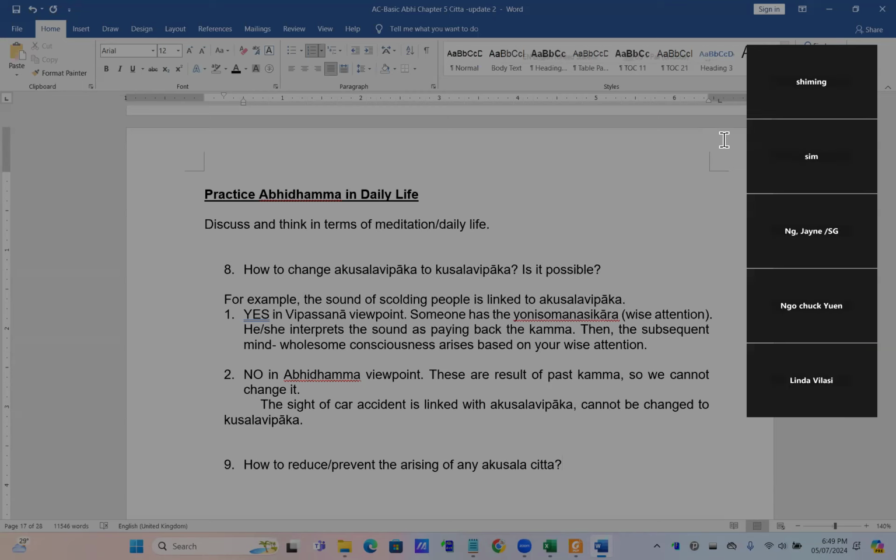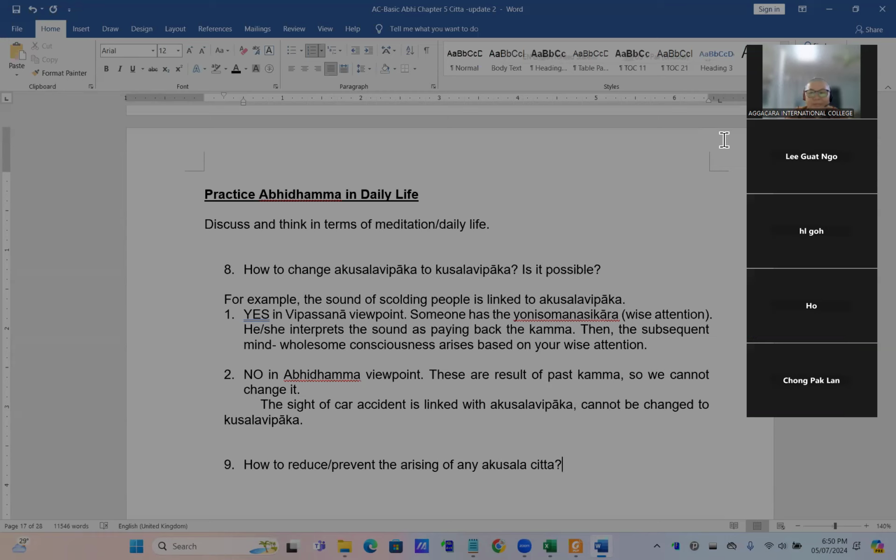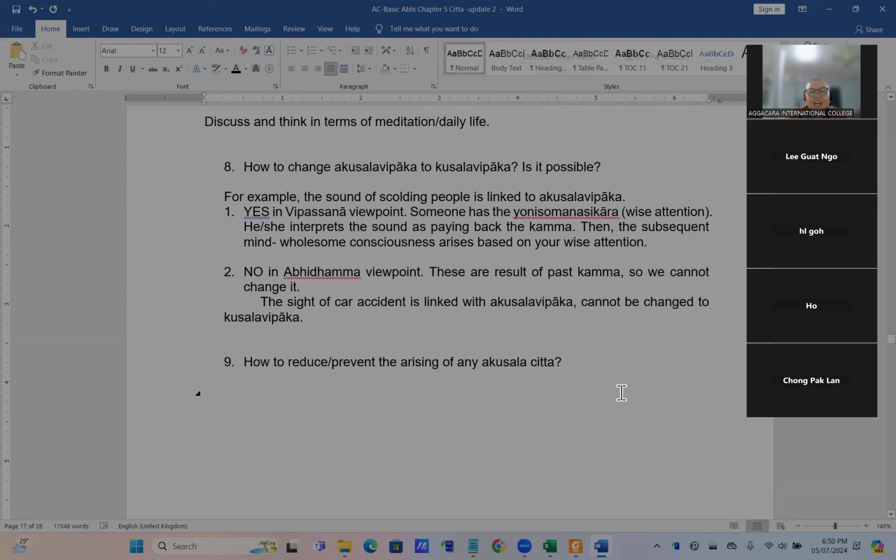Pueliu, would you like to join the discussion? Actually, Saji, I'm not very sure about this one. Just try your best. How to reduce or prevent the arising of any akusala chitta. You know the meaning of akusala, right? Unwholesome consciousness. Actually it's greed, hatred, delusion. You say no, because greed, hatred, delusion is very spontaneous. It comes spontaneously.